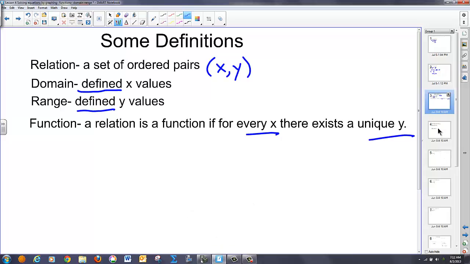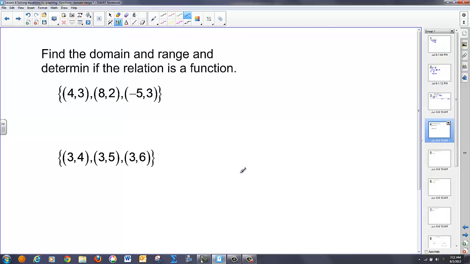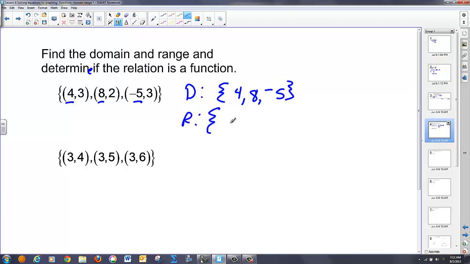Now, if we want to find the domain and the range for each of these sets of points, the domain in each case is the X value, and the range in each case is the Y value. So the domain is the set of the following points: 4, 8, and -5. While the range is a set of the Y coordinates, or 3 and 2.